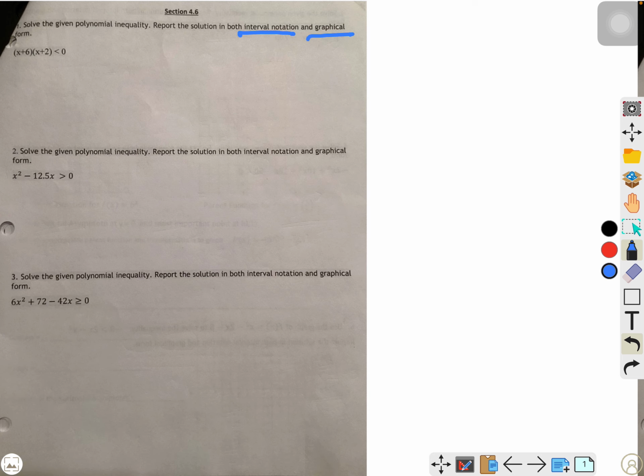So here we go. We have the quantity x plus 6 times the quantity x plus 2 is less than 0. First of all, this is a less than symbol. It does not have equal to, so we don't have the option of being equal to. So the endpoint notation will be open. Also, numbers that are less than 0 are negative numbers.